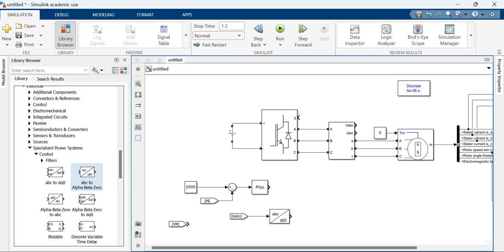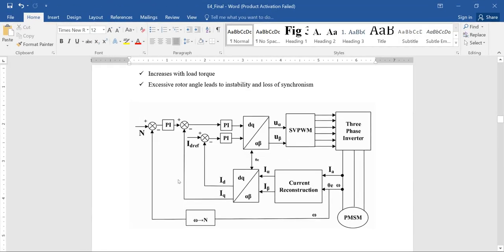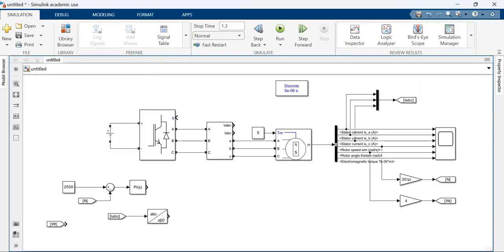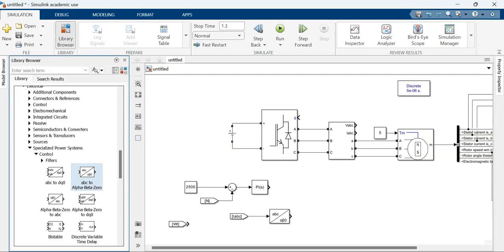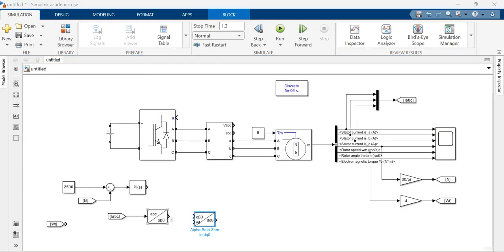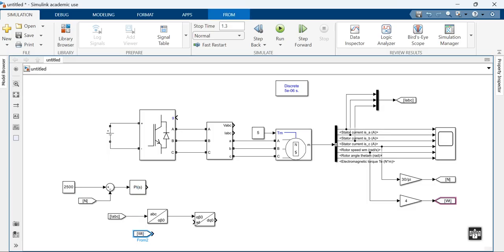This alpha beta has to be given to another conversion called DQ, for which this omega t is required. So let me try to go here. I need alpha beta to DQ. Again, I go here. I have alpha beta to DQ. Yeah, it is available here: alpha beta 0 to DQ 0. So let me drag it and put it over the screen. Now alpha beta is given, and I need an omega t for it. So I connect the omega t also here.